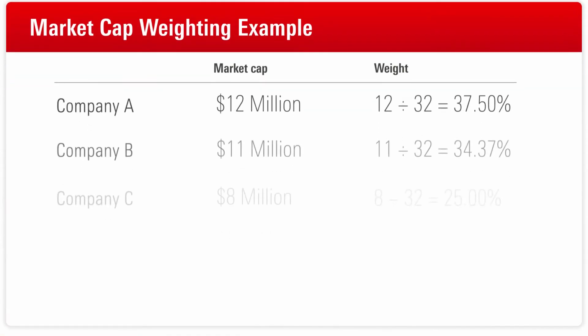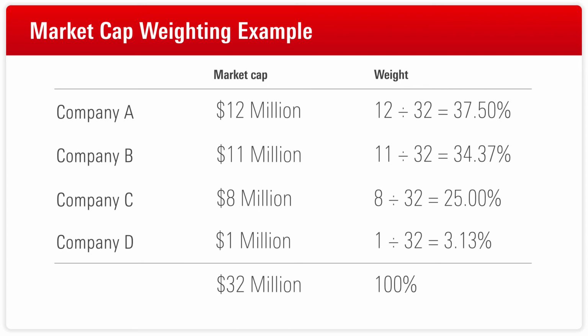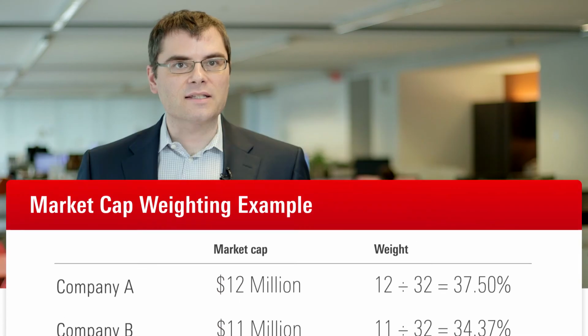For instance, let's say Company A goes through a rough patch and sees its stock price go down. Its market cap would be down to $12 million. To keep things simple, let's suppose the other 3 stocks don't see any price movement. The total value of the market is now $32 million, and Company A's share of that market is now down to 37.5%, while the other 3 stocks now make up more of the index.